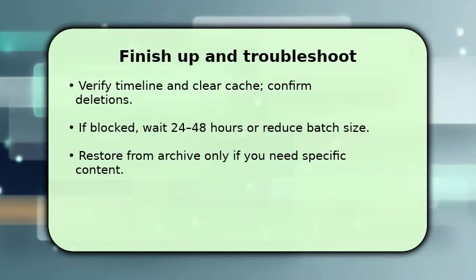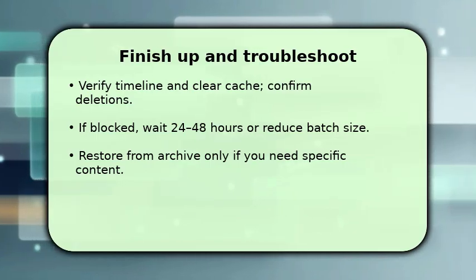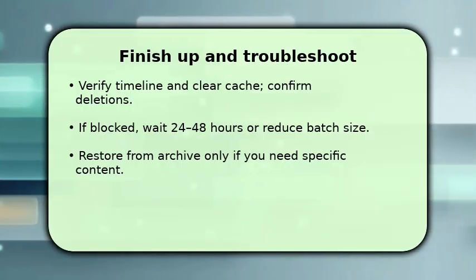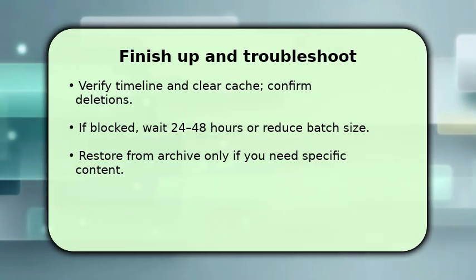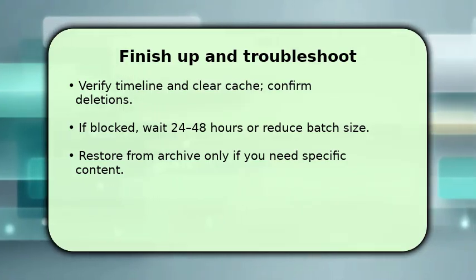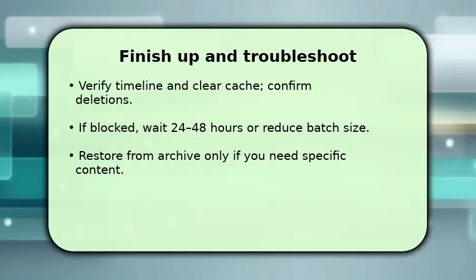If you hit temporary blocks or rate limit errors, stop, wait 24 to 48 hours, then resume with smaller batches. This prevents account suspension. If a tool fails, export its logs and try a different reputable extension or run the script with slower intervals. Finally, if you need any deleted content back, extract it from your downloaded archive.